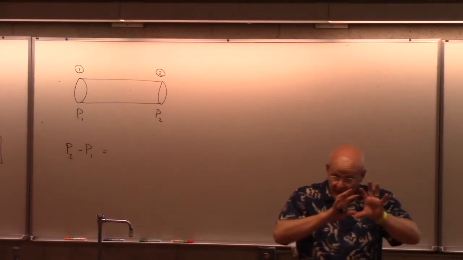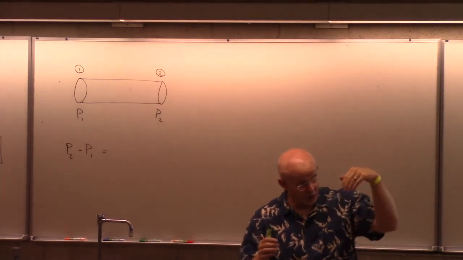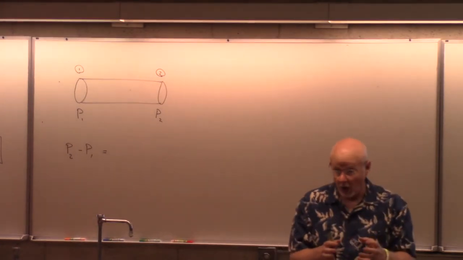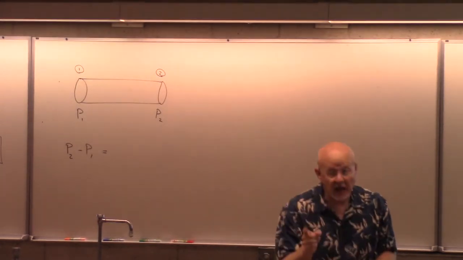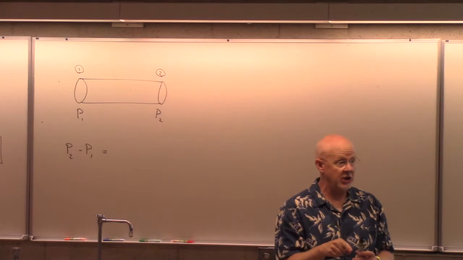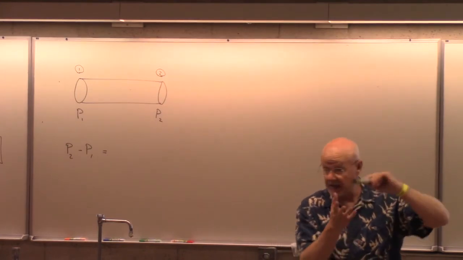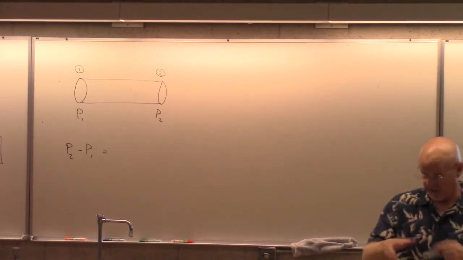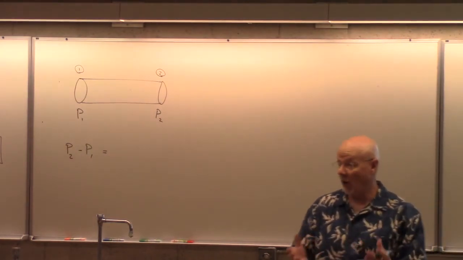I deliberately made it horizontal so it's not going uphill or downhill. So does the gravitational potential energy change? No. So if there is a loss in pressure energy, it's not going to kinetic, it's not going to gravitational, it's going to heat energy. This is the viscosity, and so it would warm up.